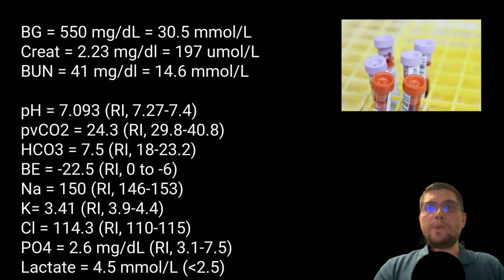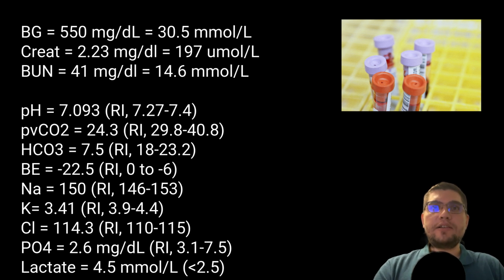The point-of-care blood work revealed the following findings. Blood glucose is 550 milligram per deciliter or 30.5 millimoles per liter, so it's elevated. Creatinine is elevated at 2.23 milligram per deciliter or 197 micromoles per liter. And BUN is 41 milligram per deciliter or 14.6 millimole per liter. So this cat is azotemic.